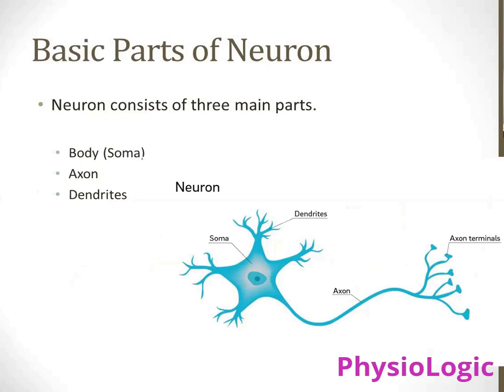We have a soma, that is the body of the neuron, and from the body there are dendrites, and at the right side there is the axon, and at the end of the axon there are axon terminals. The dendrites receive information and move it towards the body of the neuron, and from the soma the new information is carried away by the axon.